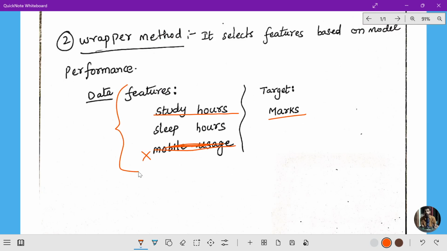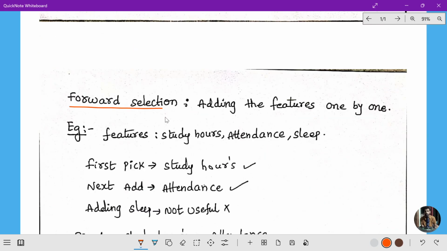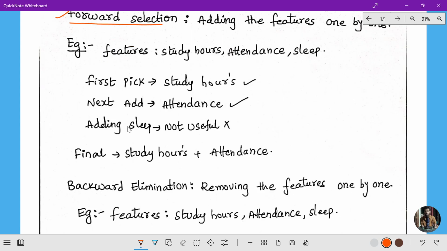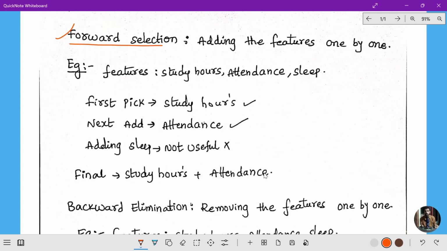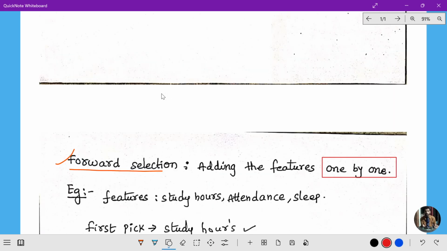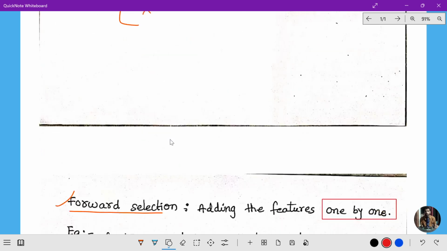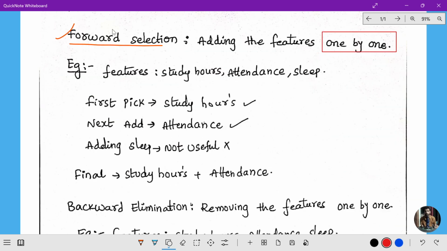In the wrapper method, the first one is called forward selection. What is the meaning of forward selection? Adding the features one by one. We completed the first one, now we go for the second one, which is the wrapper method. Now we go for forward selection.